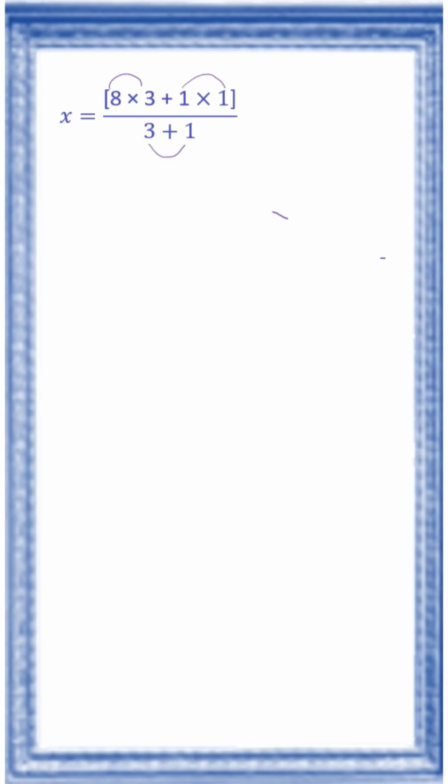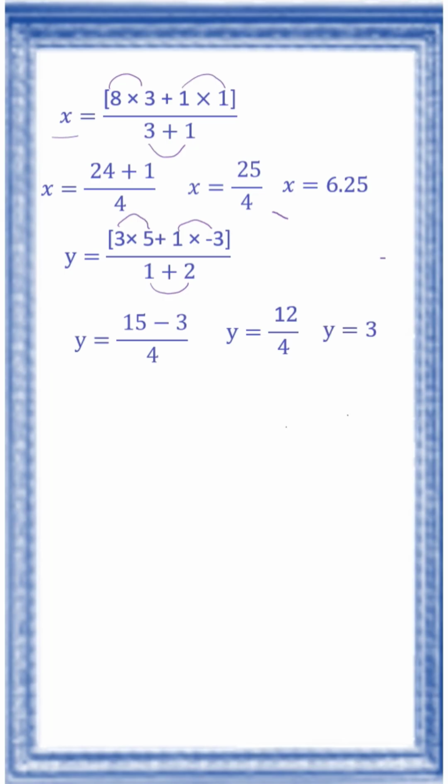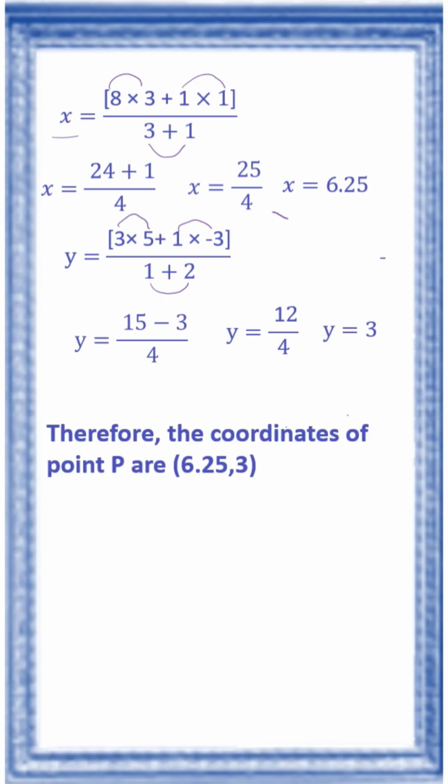So now we have, let us do it later. y is equal to 3 into 5, here negative of 3, 1 plus 2 is 3. Let us continue this part. x is equal to 24 plus 1 by 4, that is 25 by 4, that is equal to 6.25. y is equal to 3 fives are 15 minus 3 upon 4, that is equal to 12 by 4, so y is equal to 3. Therefore, the coordinates of the point P are 6.25, 3.